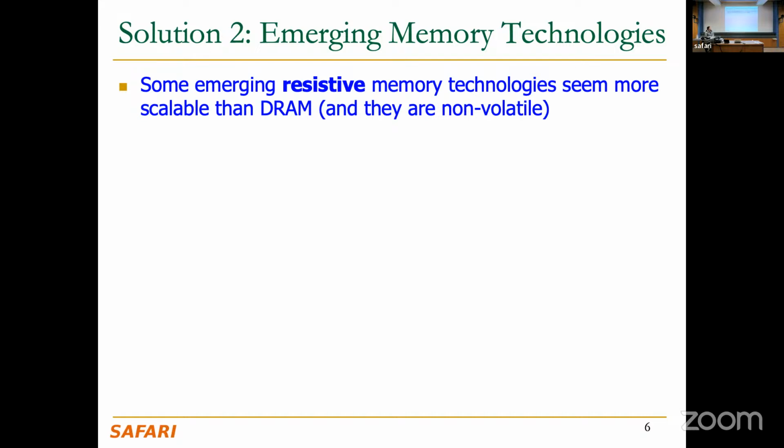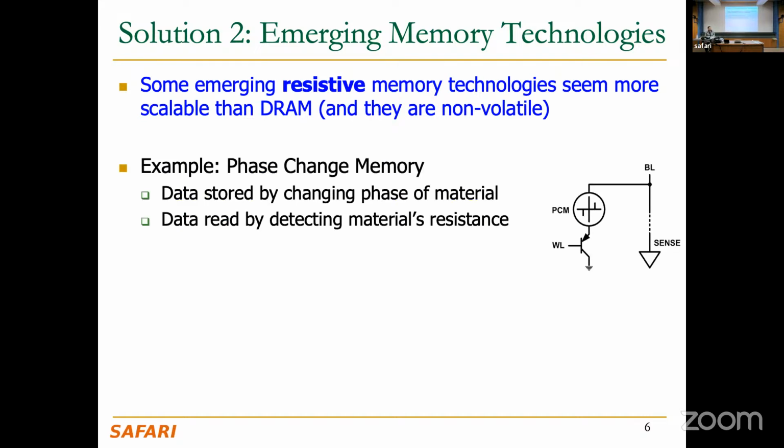There's another solution called emerging resistive memory technologies. They can be more scalable compared to DRAM, since they are non-volatile. They are based on different technologies, not charge-based memory. Instead of charging and draining electrons stored in a capacitor, NVM usually uses resistance to represent the data stored in them. Here is an example of phase change memory. The data is stored by changing the phase of the material, and the data can also be read by detecting the material's resistance.